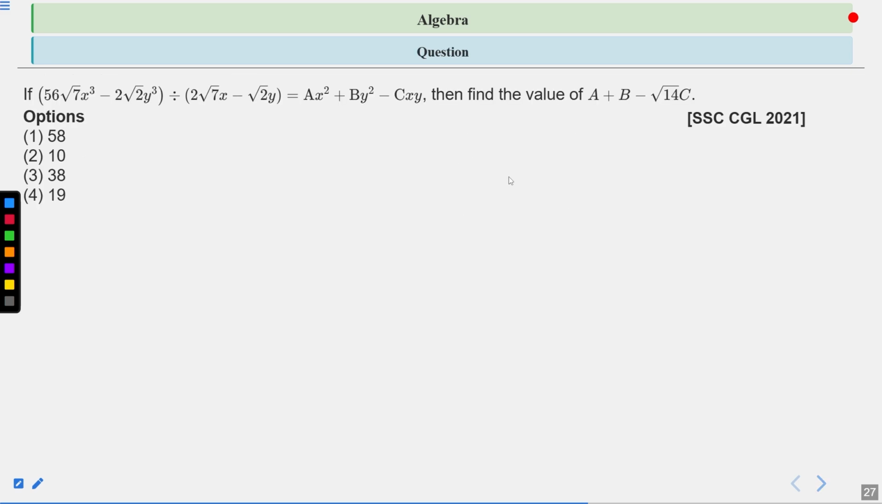If 56 root 7 x cube minus 2 root 2 y cube, divided by 2 root 7 x minus 2 root y, is equal to ax square plus by square minus cxy, then find the value of a plus b minus under root 14c. And this question was asked in the SSC CGL 2021 exam. Now there are four options. First one is 58, second is 10, third one is 38, and fourth one is 19. Now you have 10 seconds to analyze the question. Your time starts now.